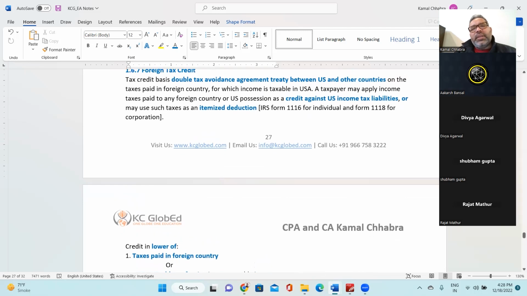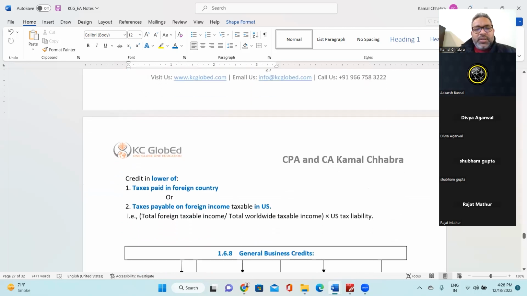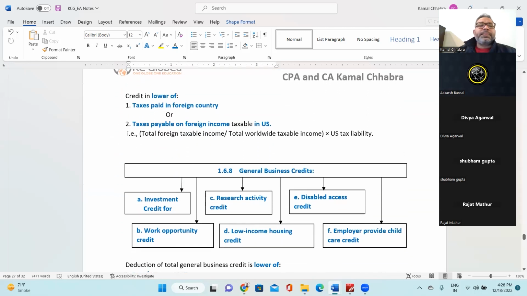So you can claim either as an itemized deduction or as a tax credit, right? If you are suggesting that your client go for the standard deduction, then I think you can take the benefit of those foreign taxes paid as a tax credit also, right? So this will be good tax planning. The credit is the lower of taxes paid in the foreign country or taxes payable on foreign income in the United States of America, whichever is lower. That much amount of tax credit is allowed.